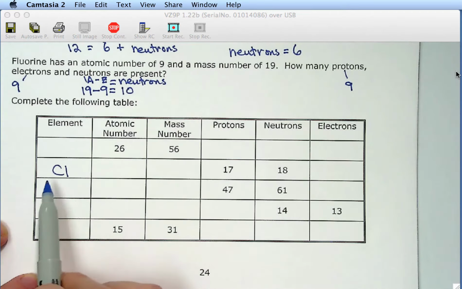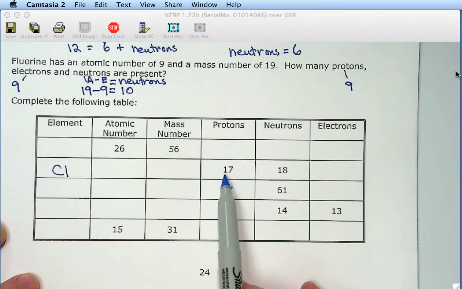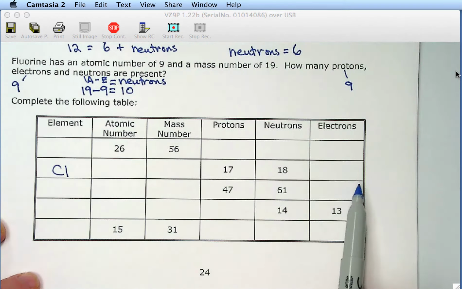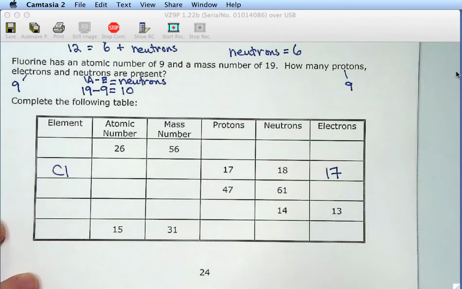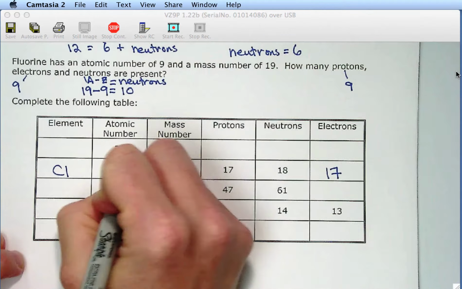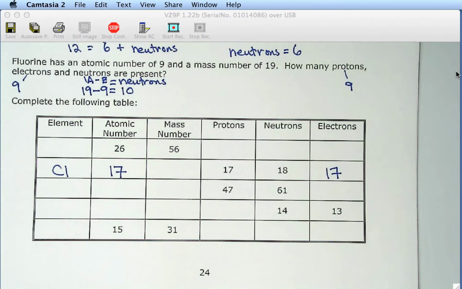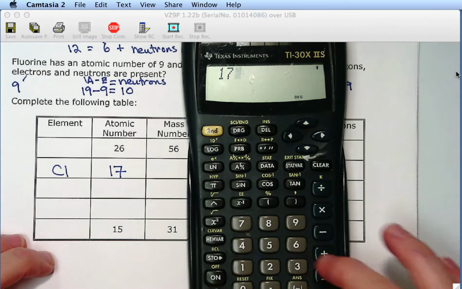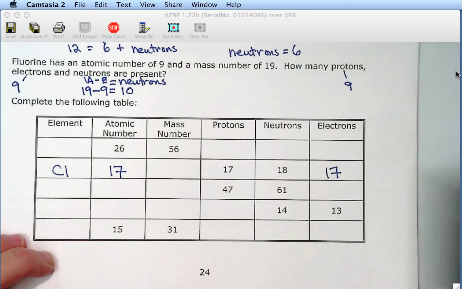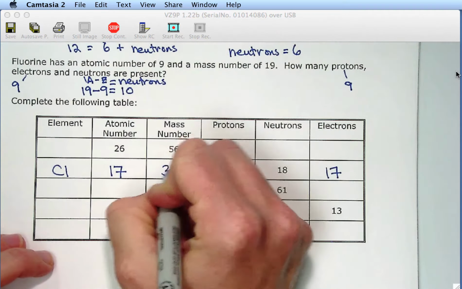So then, if you know the number of protons, then you must know the number of electrons. How many electrons are present in chlorine? 17. Well, that also tells you the atomic number. What's the atomic number? 17. And then what's the mass number? How would I figure that out? 17 protons plus neutrons. 17 plus 18, 35. So that's the mass number.